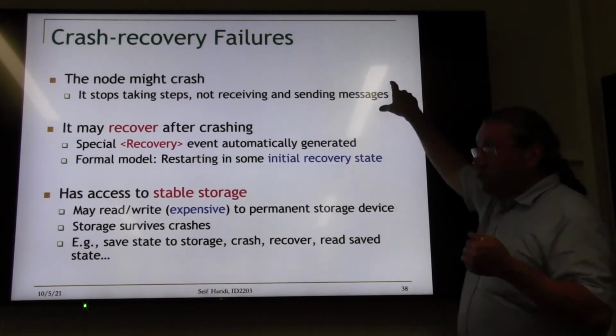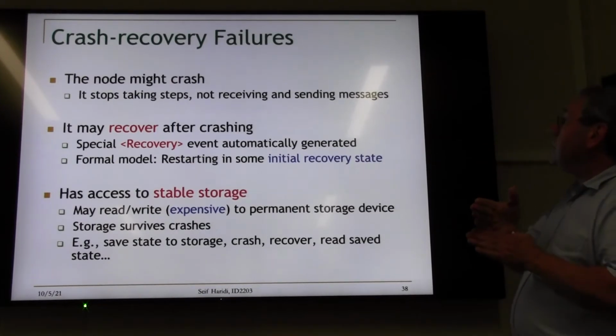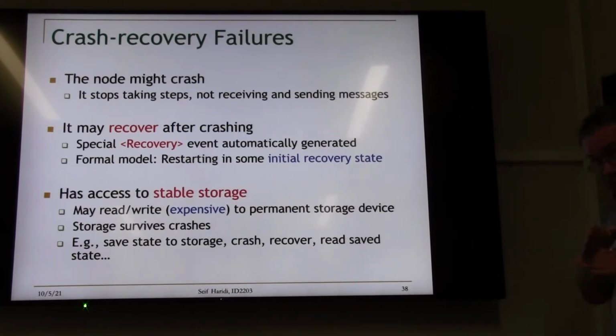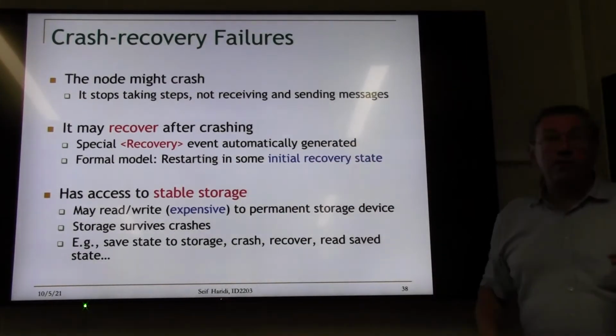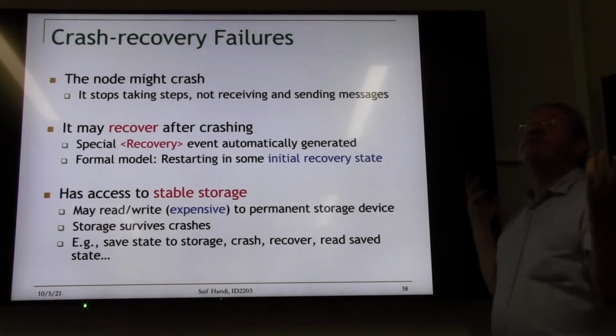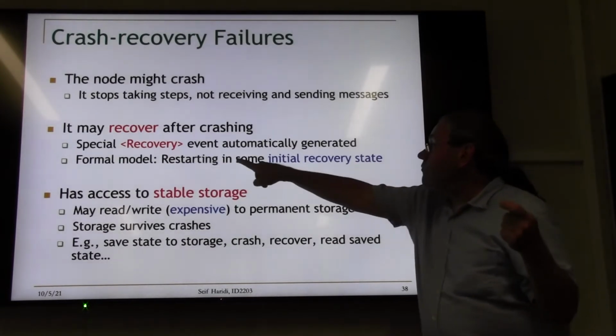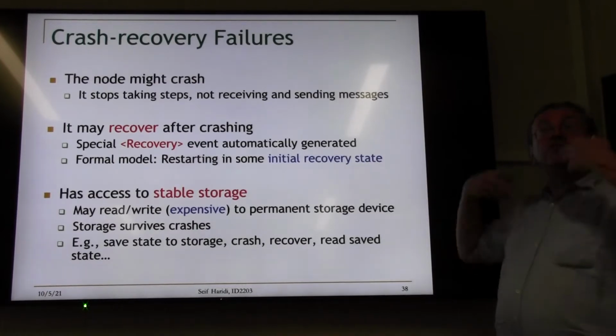So the node crashes, so it stops taking steps. The state machine does not take any steps, it does not receive and send any messages, they're ignored. And at some point it starts again. It starts receiving and sending messages again and doing state transitions. Okay? And there is a special recovery event, so it knows when it recovers. It knows I'm in a recovery state. So when the node recovers, it starts in some special recovery state, so it knows it's recovering.